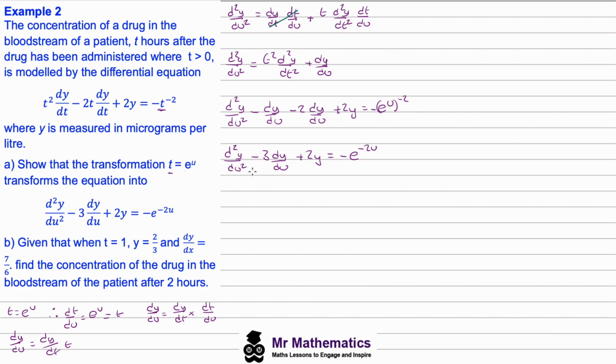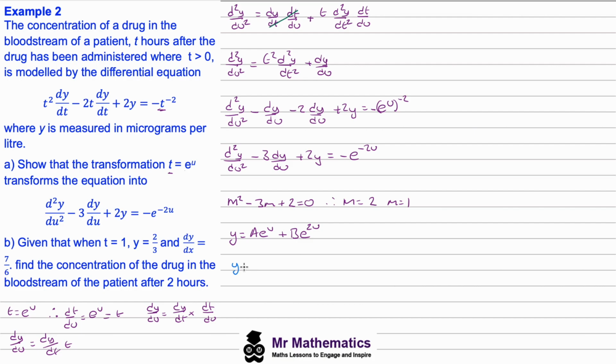So now we have it in a simplified form, we can use the auxiliary equation to write the complementary function. So m squared minus 3m plus 2 will equal 0. So therefore, m must equal 2 and m must equal 1. So our complementary function then becomes y is equal to a times e to the u, plus b times e to the 2u. I'm going to leave it in terms of u for now, so we can work out our particular integral.